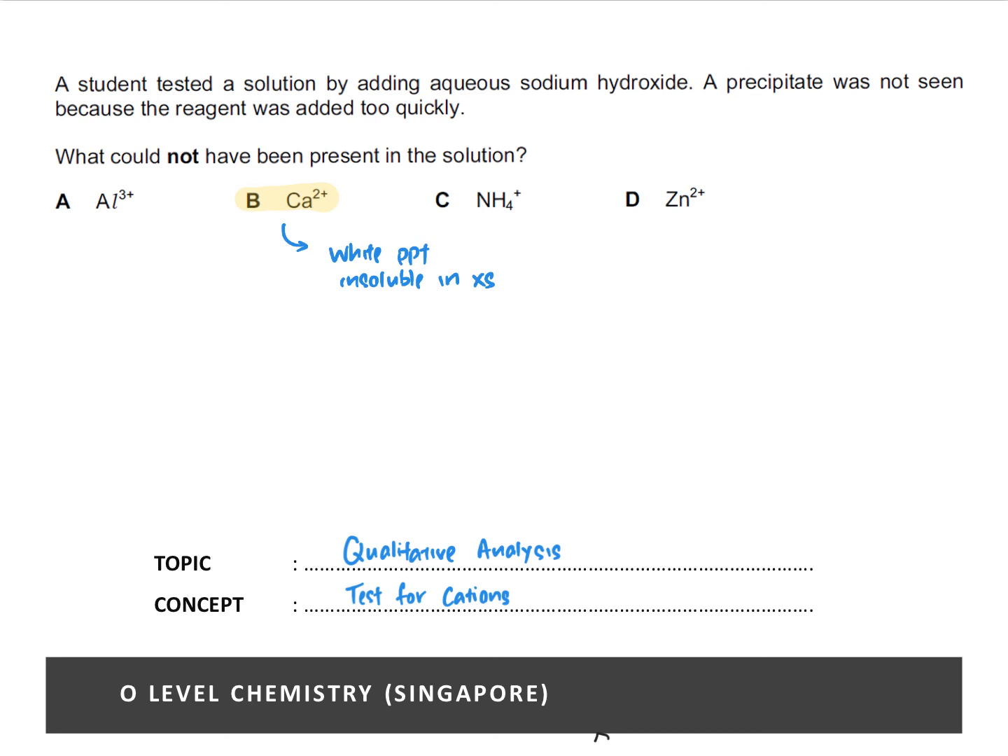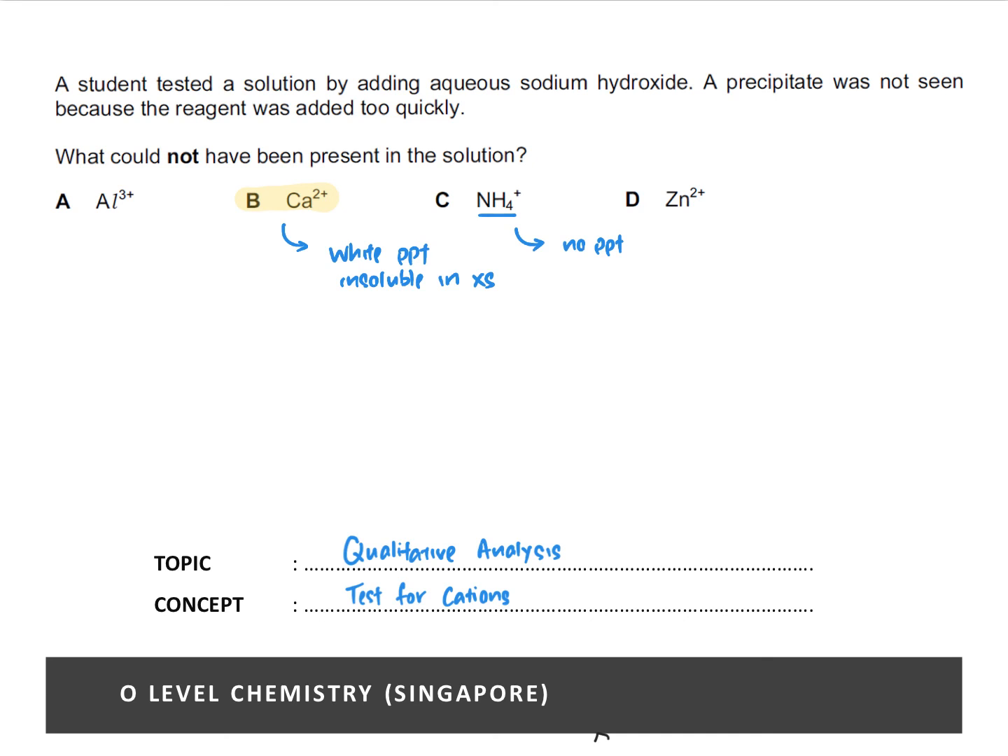How about the rest of the options? For ammonium ion, if you can recall, ammonium salts are always soluble in water. So when you add sodium hydroxide, you shouldn't see any PPT. That applies for sodium and potassium ions as well.